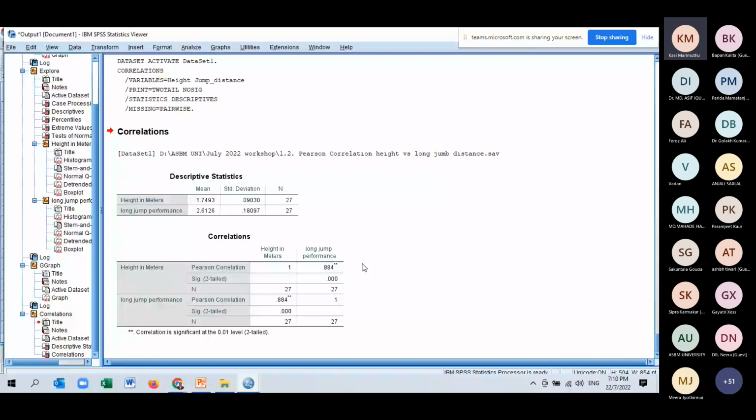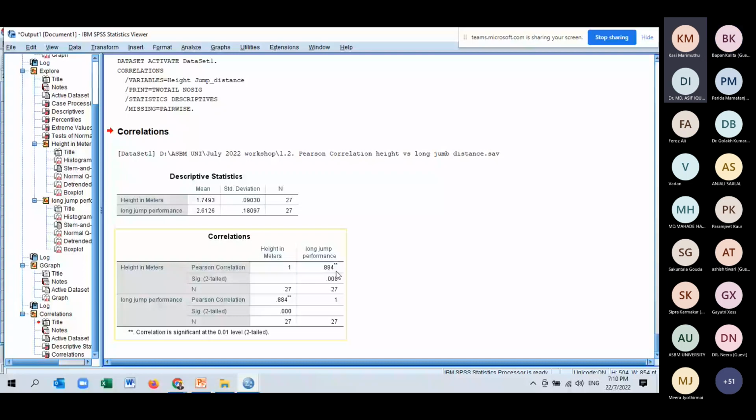Look at the Pearson correlation, height versus the long jump. It comes with a double star. It shows that it is statistically significant, R equal to 0.884, p-value less than 0.05, N equal to 27. The results show that height and long jump performance have a significantly strong linear relationship. Both variables are highly significantly related. As height increases, the long jump performance also significantly increases.